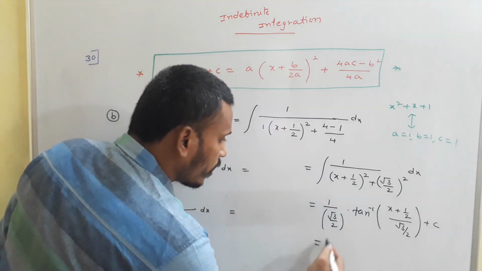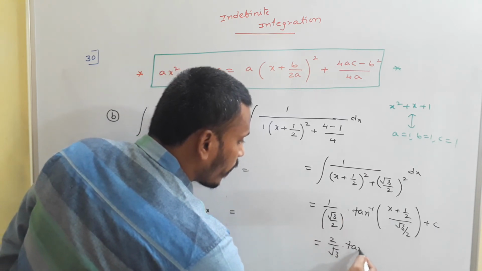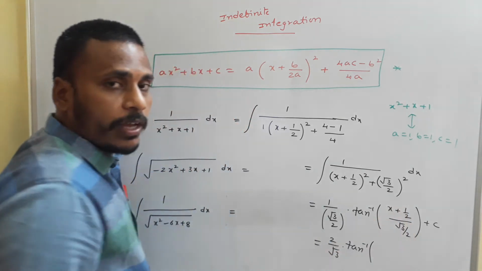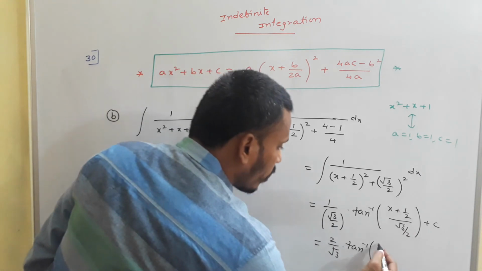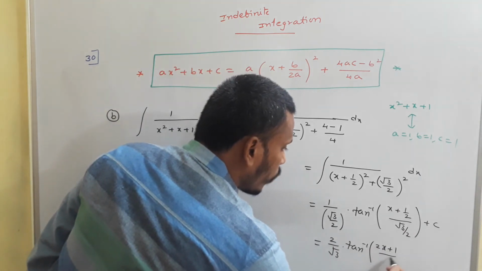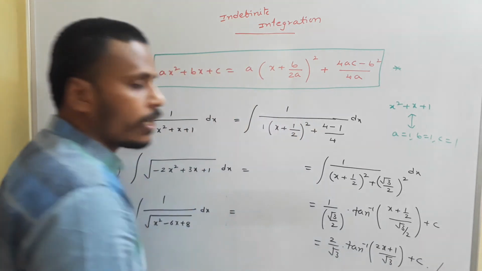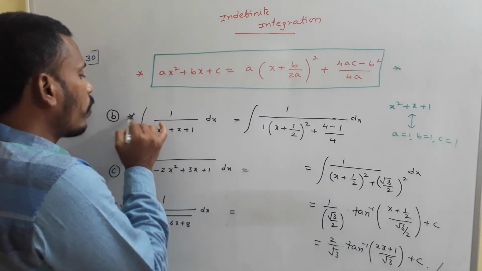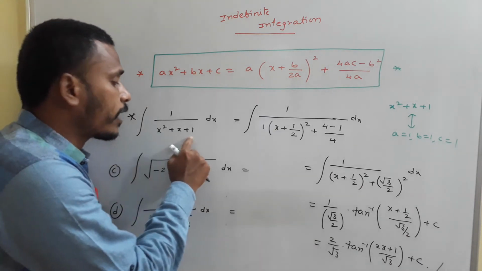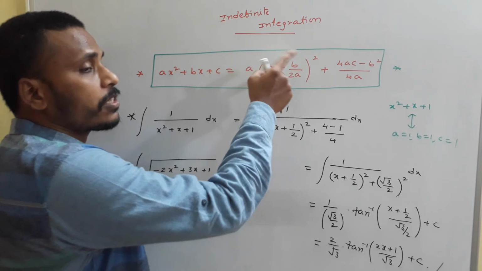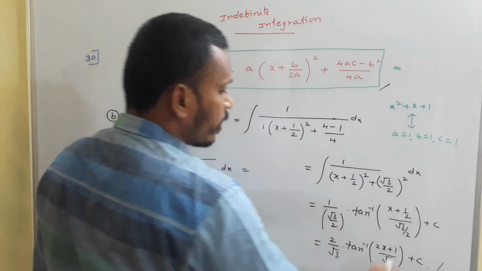Further, if you simplify this, 1 by root 3 by 2 is nothing but 2 by root 3 into tan inverse of, if you simplify this, just do LCM in the numerator, 2x plus 1 by 2, root 3 by 2, 2 gets cancelled, 2x plus 1 by root 3 plus c. Finally, this is our answer. Just have a look, integral 1 by root x square plus x plus 1 dx we need to answer. For that, first of all, express this quadratic as a perfect square plus some constant using this rule. And if you express, then ends the problem.